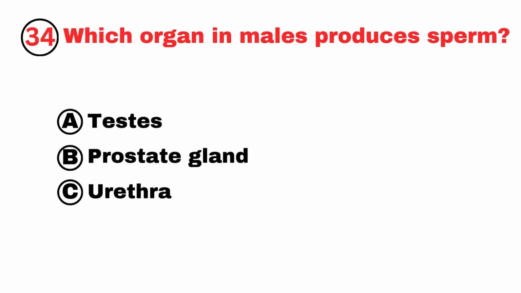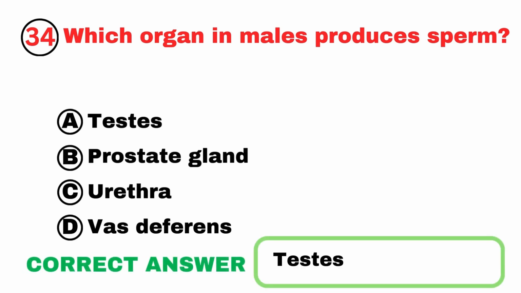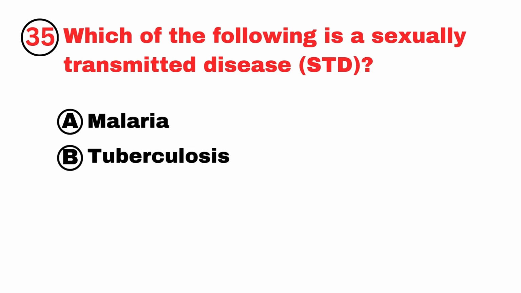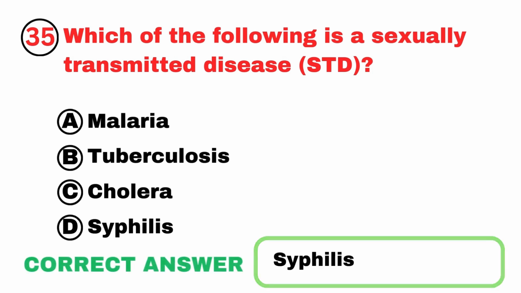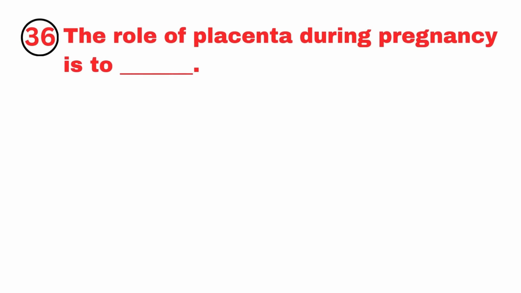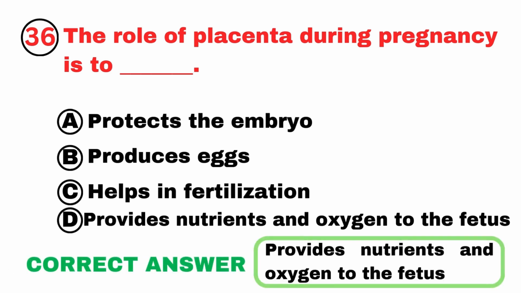Which organ in males produces sperm? Testes. Which of the following is a sexually transmitted disease? STD. Syphilis. The role of placenta during pregnancy is to provide nutrients and oxygen to the fetus.